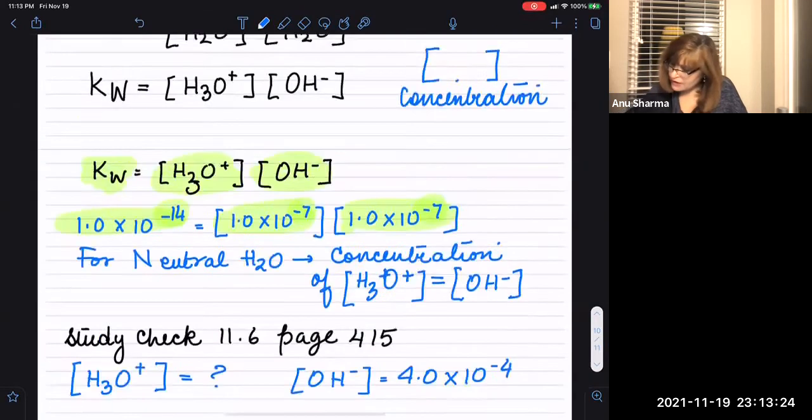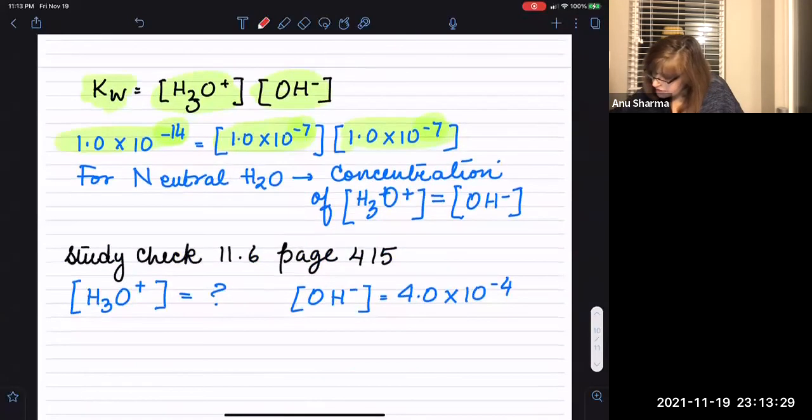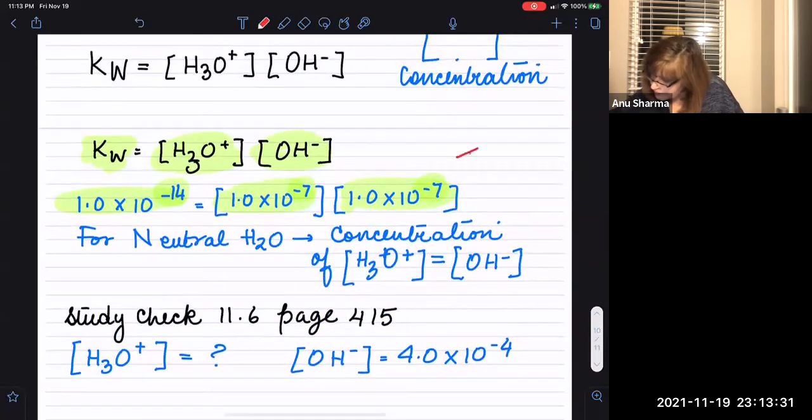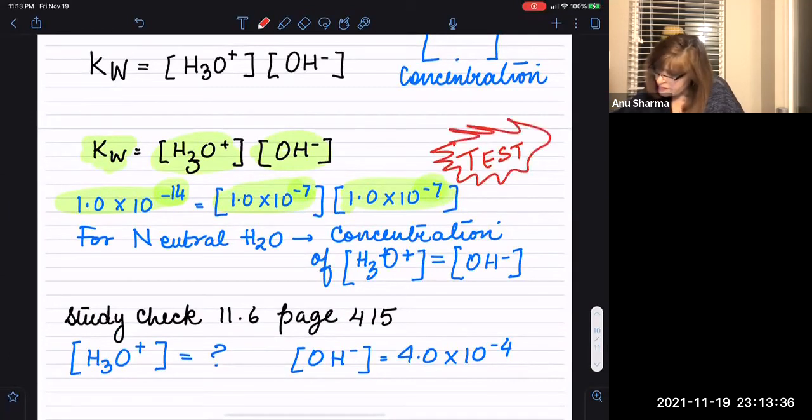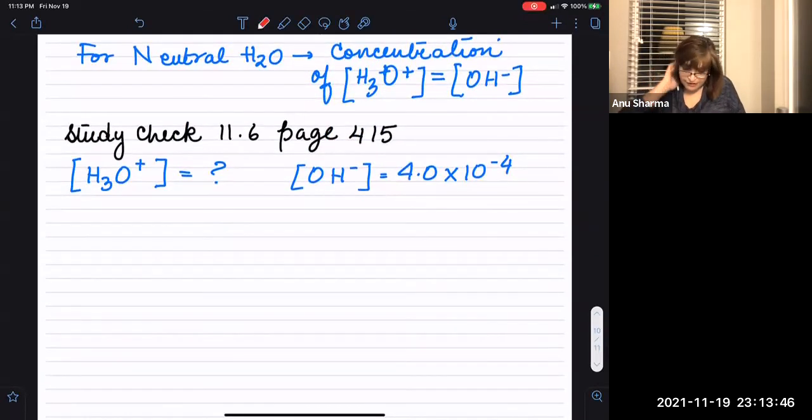And I'm telling you this, there is going to be a question on the test from these types of test questions. So 11.6, page 415, 4.0 times 10 to the power negative 4 M for the OH ions.